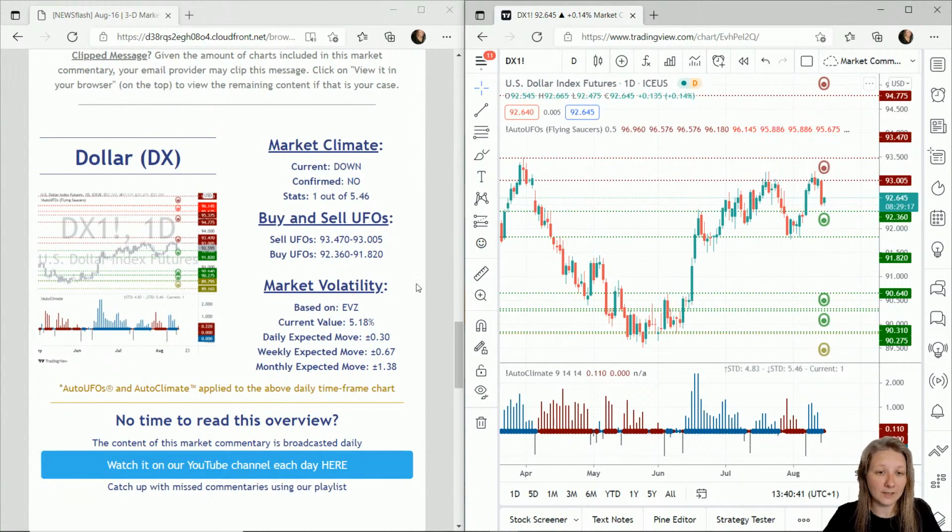Now, in terms of volatility, it's less volatile than the others. We would expect a yearly movement up or down of 5.18%, which is 0.3 points in a day, 0.67 points in a week, up or down, and in a month, 1.38 points up or down.